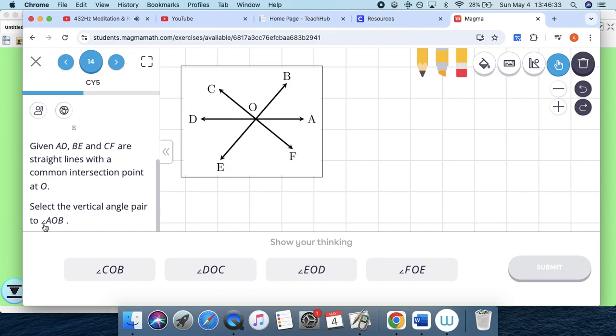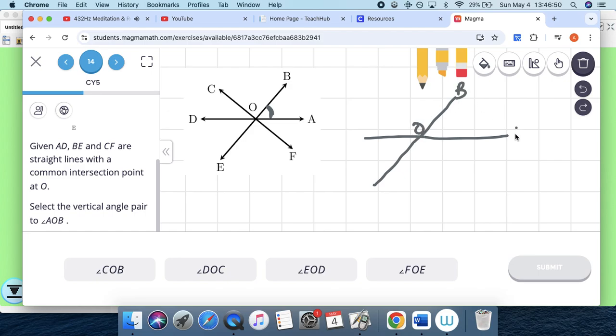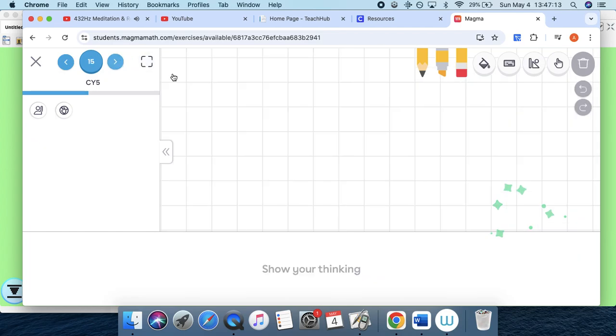Selecting the angle paired to angle AOB. So let's first locate angle AOB. It's this angle right here. So whose vertical is that? Well, if you think about it, let me draw. You have to ignore the noise. So this is O, this is B, and this is A. So we're looking for the vertical angle to that angle. If you just shift this, the angle that's opposite angle BOA is this one right here. And this is D, and this is E, so it'd be angle DOE or EOD.